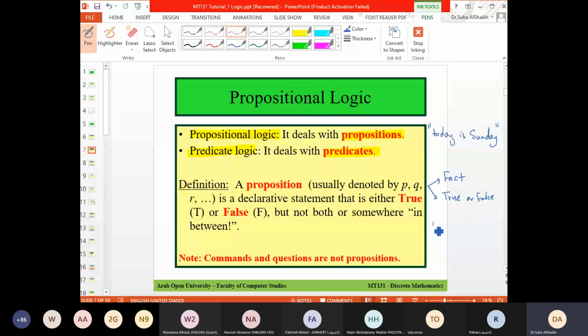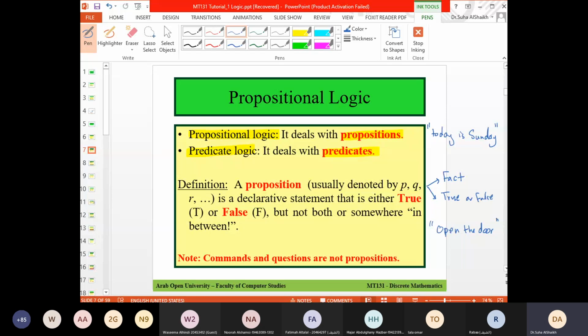Now, for example, if I give you this statement, open the door. Does this have a fact? No. It's a command. What does command mean? An order. It doesn't have a fact. So of course this one is not a proposition. This one is a proposition: today is Sunday. Open the door is a command, so of course it's not a proposition.